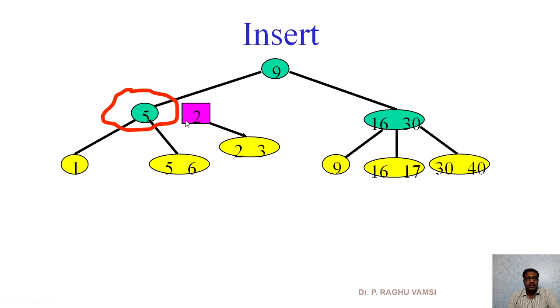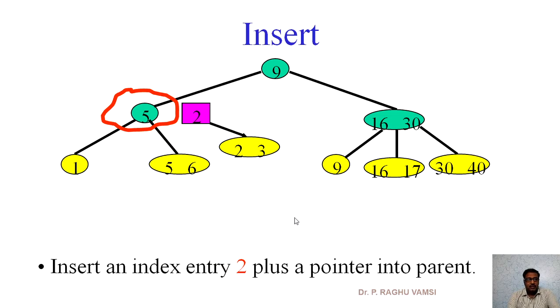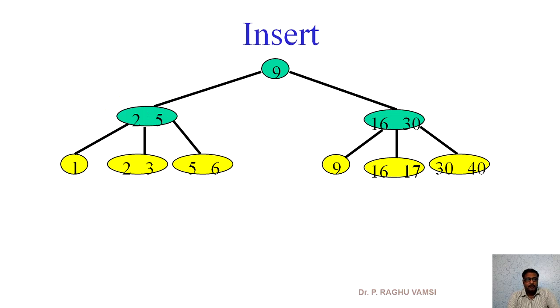Now 2 should be inserted with the 5. That is, 2 should be merged with the 5. So insert an index entry 2 plus a pointer to the parent. Whenever you insert this, the insertion will be done like this. So 2, 5, and the elements between 2 and 5 will be having a pair here, and 5, 6 here, and 1 is less than 2, so it will be placed here.